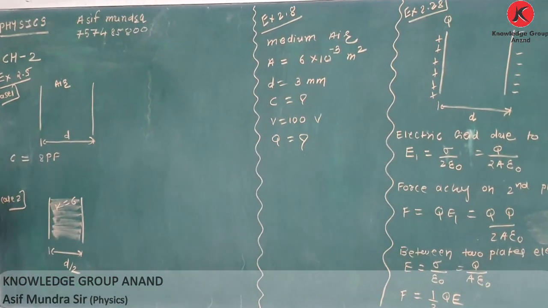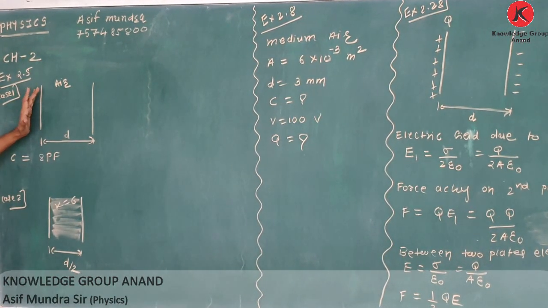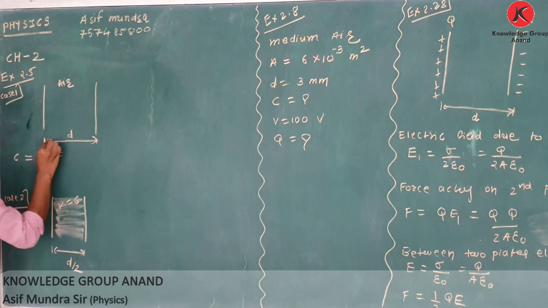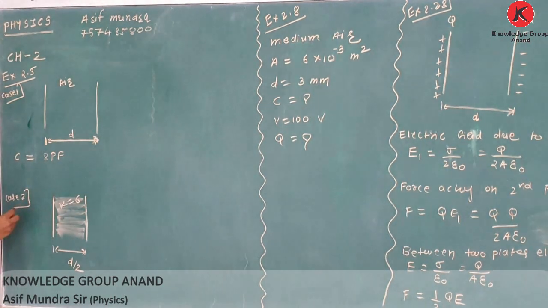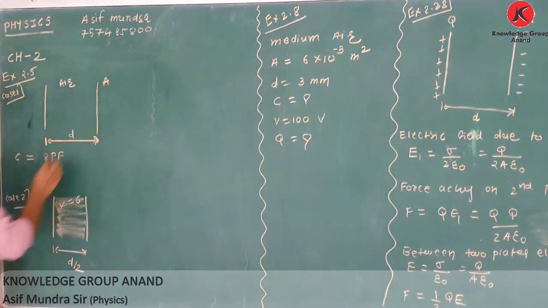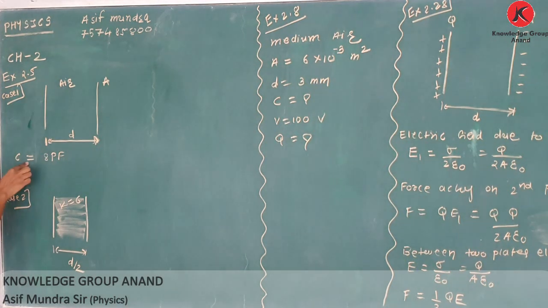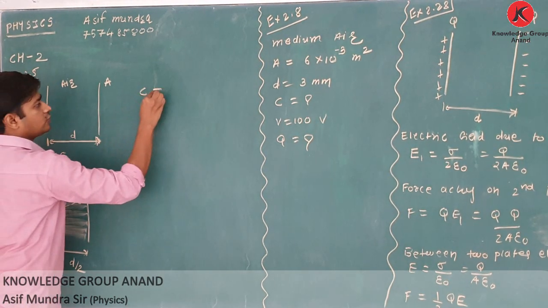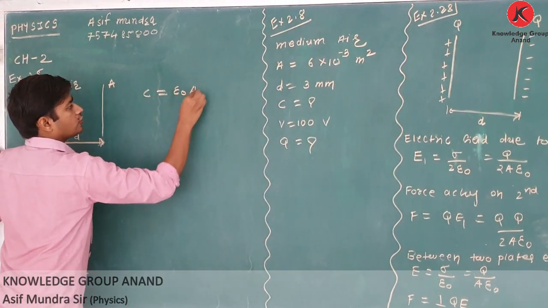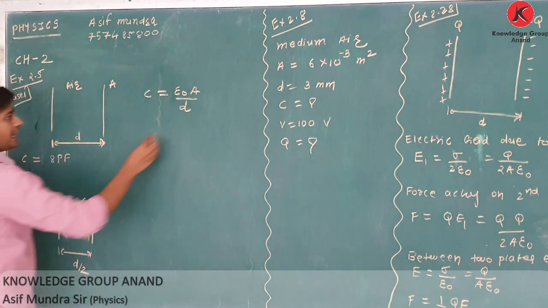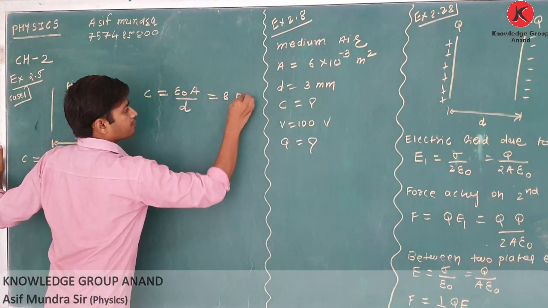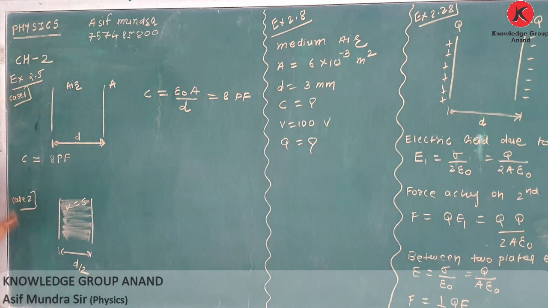See, for this first capacitor we are assuming data. Let the distance between the two plates be D and the cross-sectional area be A. Then I can write C is equal to epsilon 0 A upon D, and it is equal to 8 picofarad. Any doubt?